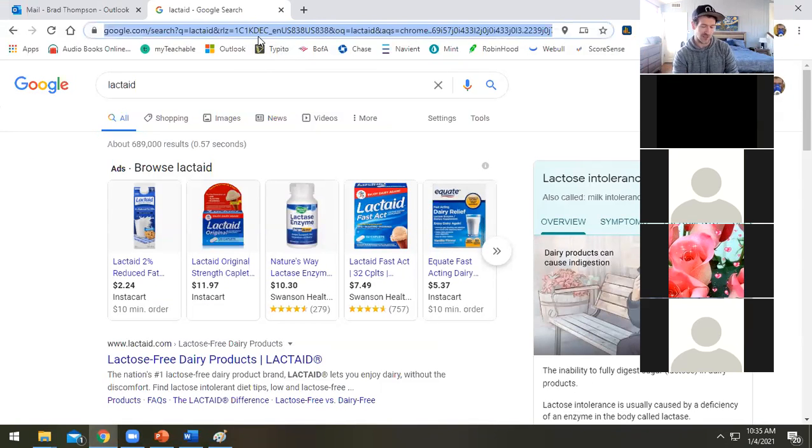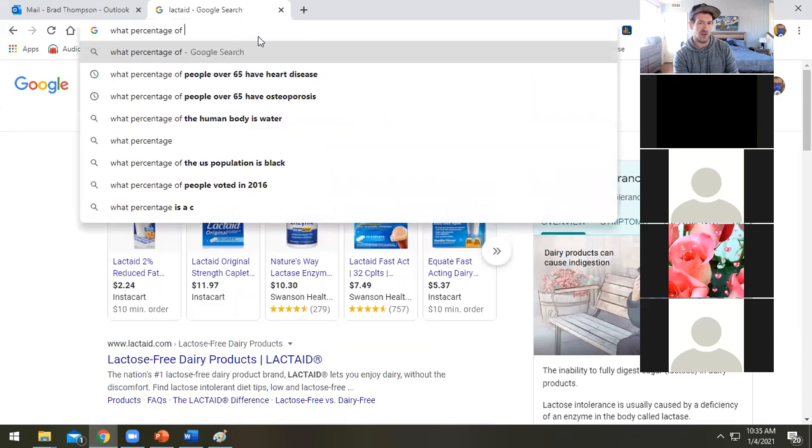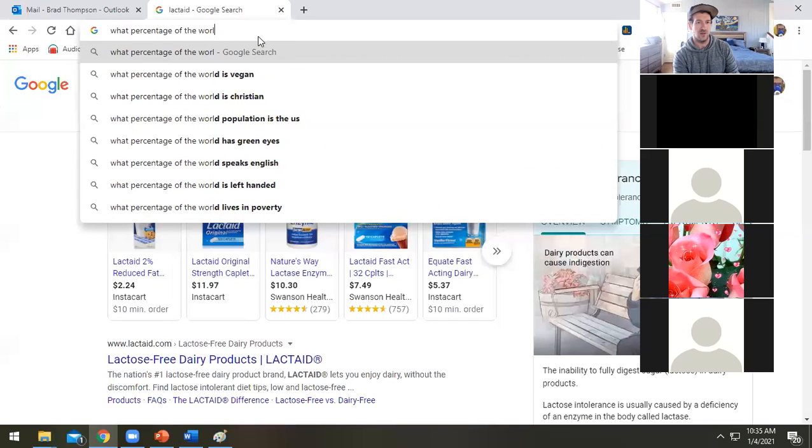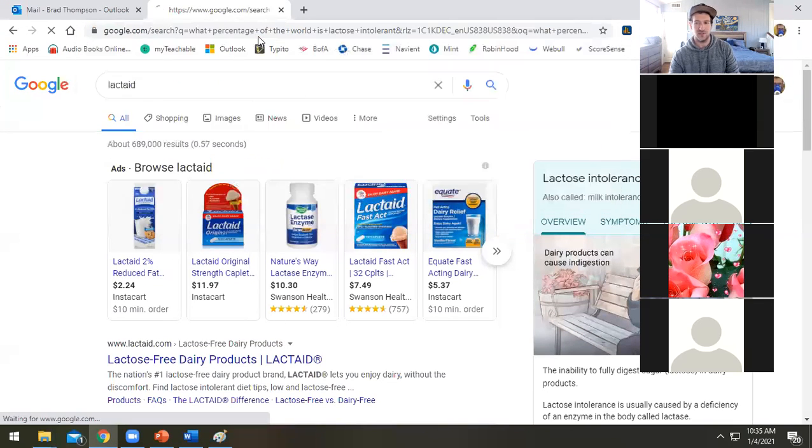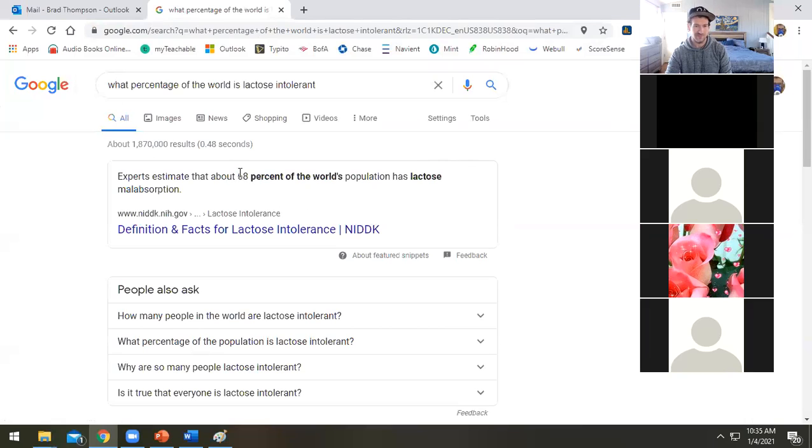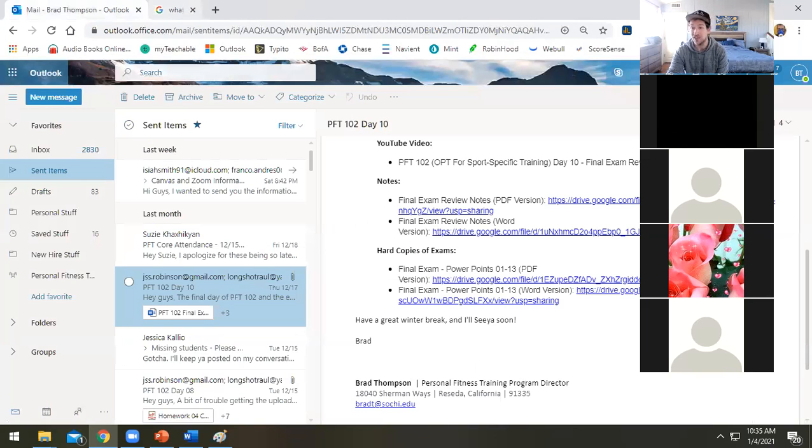In fact, let's find out. Let's see here. What percentage of the world is lactose intolerant? We used to drink it like a baby when we was little, you know what I'm saying? Well, you drank human milk as a baby, which doesn't have the same sugars in it as cow's milk. But here it is, 68% of the world is lactose intolerant. Most people don't have that enzyme, which is kind of unique. It's a unique mutation that happened.